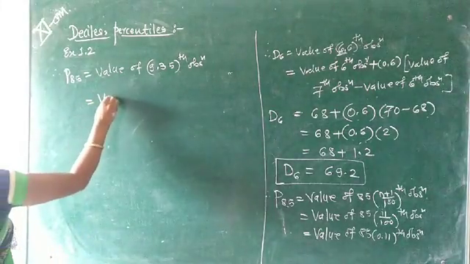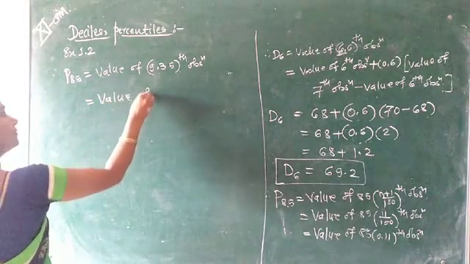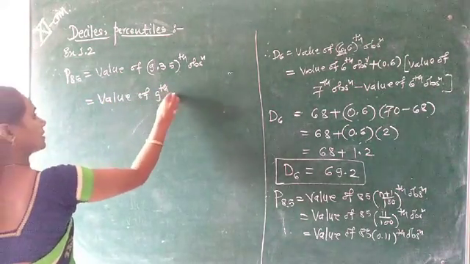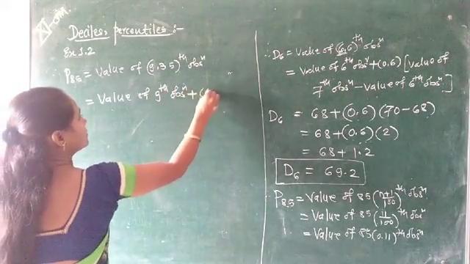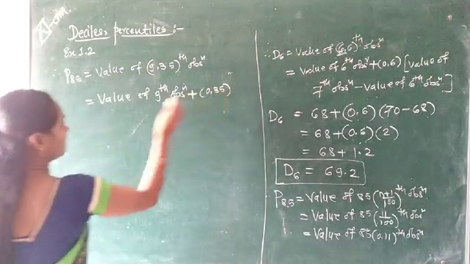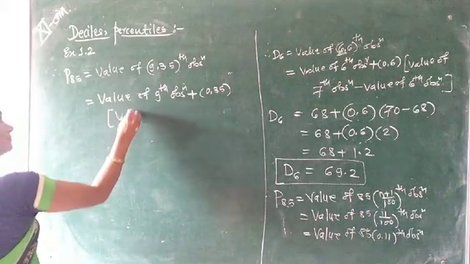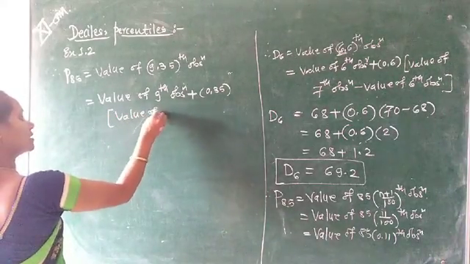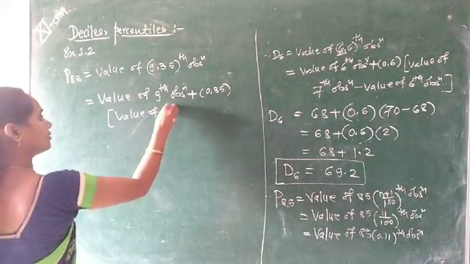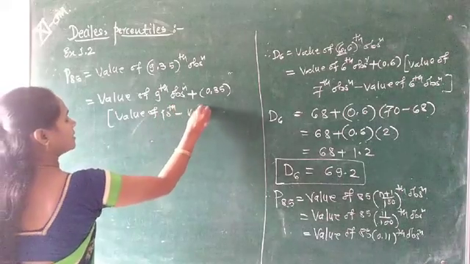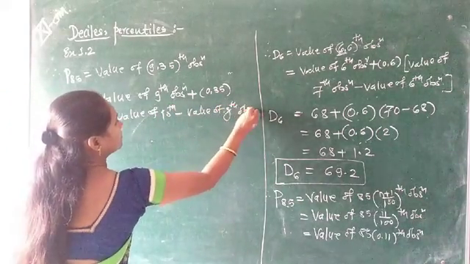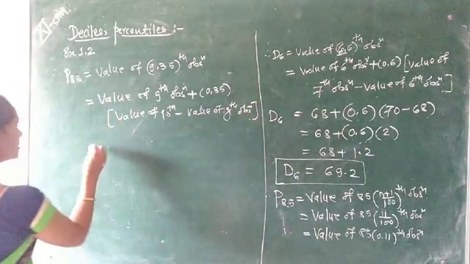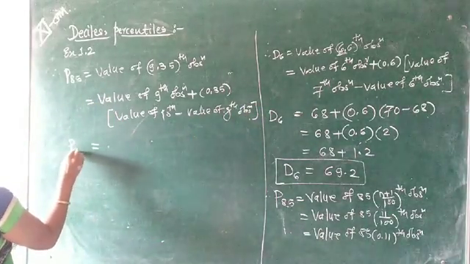P85 is equal to the value of the 9th observation plus 0.35 into the next observation, that is, the value of the 10th observation minus the value of the 9th observation.